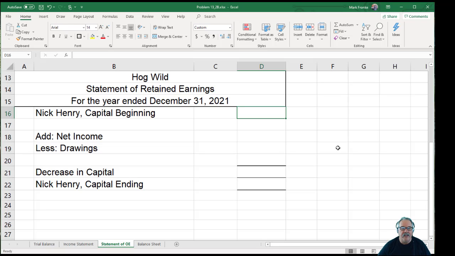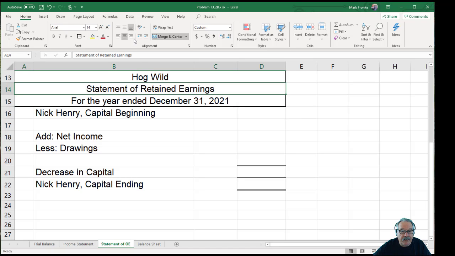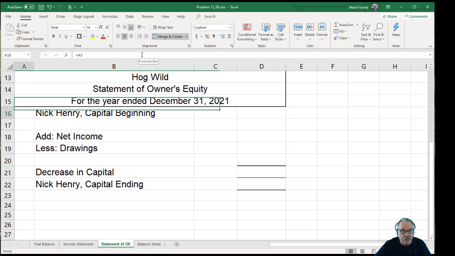So we start with a heading. Again, Hog Wild. This is a retailer of motorcycles and motorcycle accessories. This is the statement of owner's equity, not retained earnings. Let's fix that. Statement of owner's equity. And of course, the owner is Nick Henry.